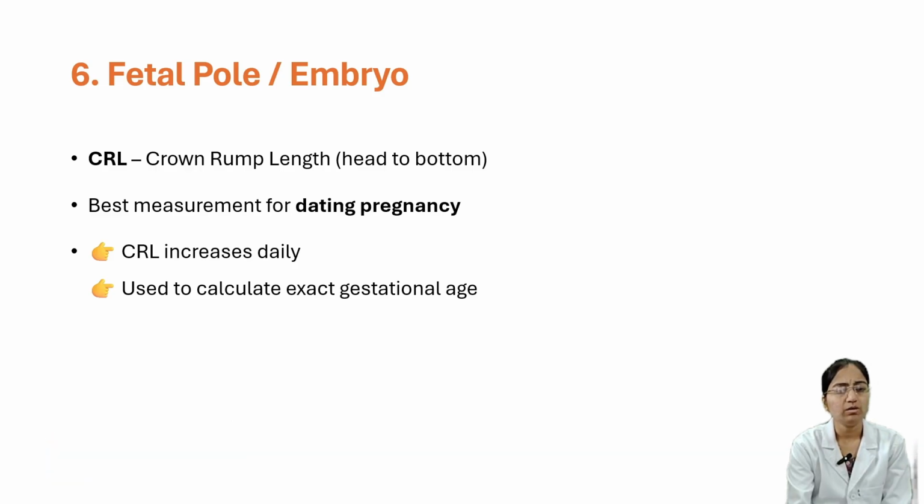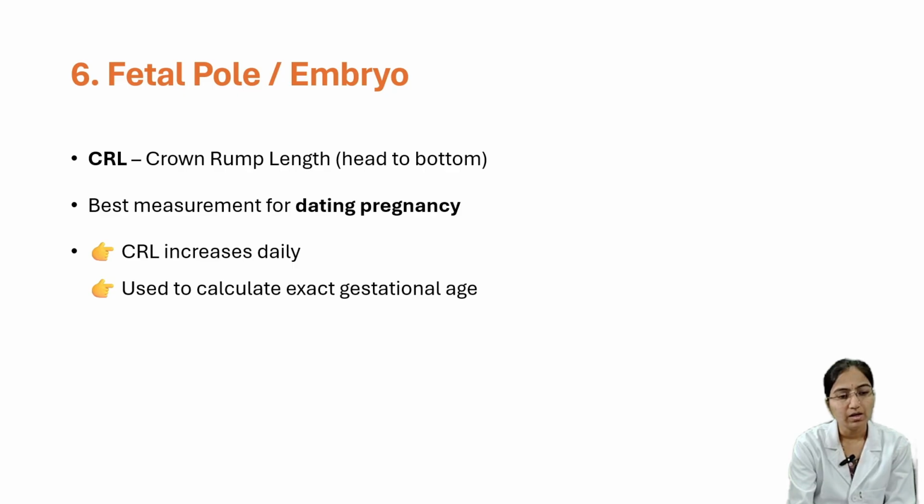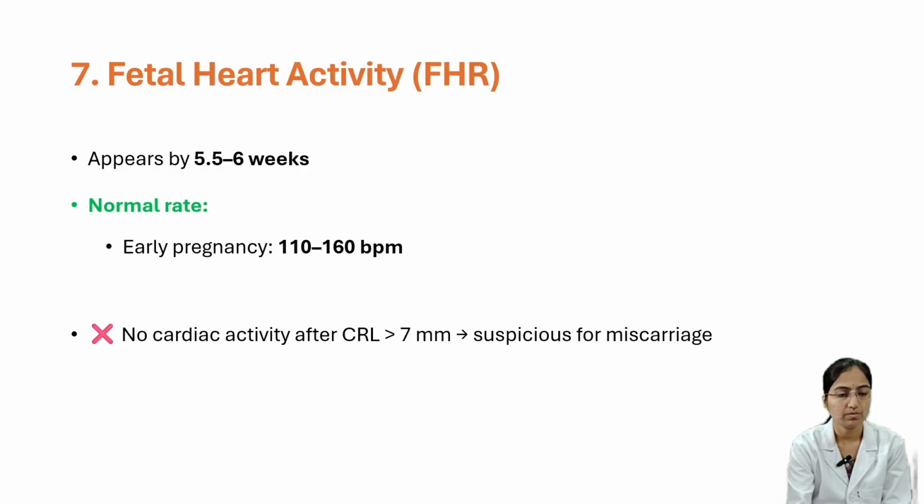Next, fetal pole or embryo. Crown rump length, that is nothing but the head to bottom length, is the best measurement for dating pregnancy. Here CRL increases daily and is used to calculate the exact gestational age. It helps us to find the gestational age.